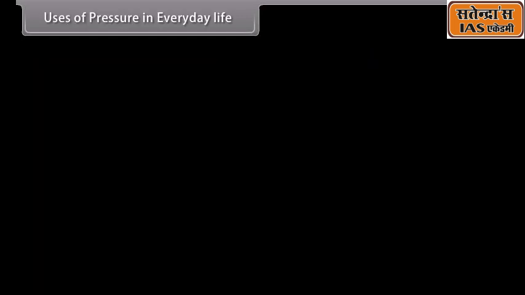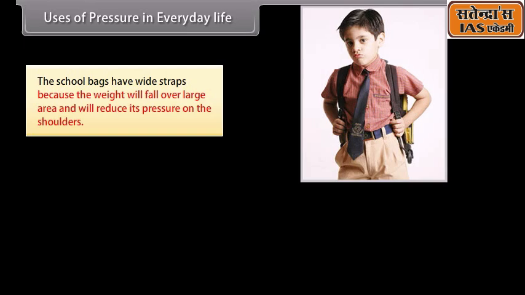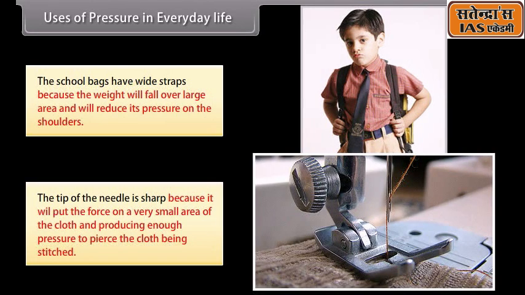Uses of pressure in everyday life. School bags have wide straps because the weight will fall over a large area and will reduce the pressure on the shoulders. The tip of a needle is sharp because it puts the force on a very small area of the cloth, producing enough pressure to pierce the cloth being stitched.